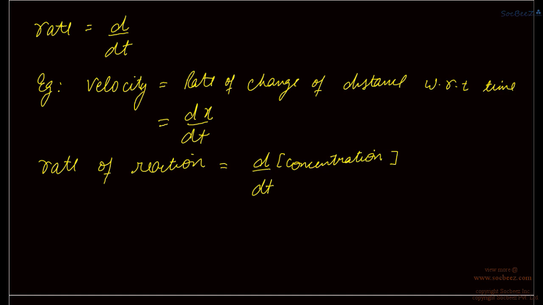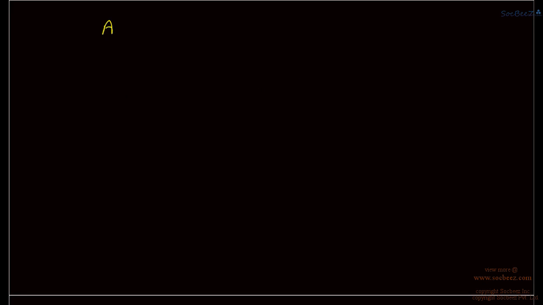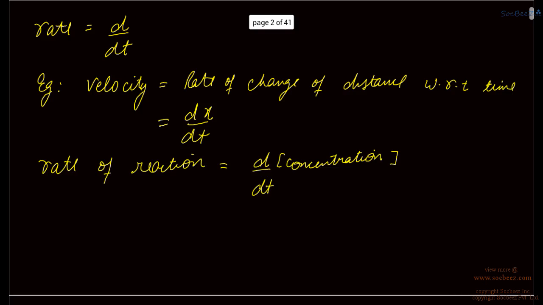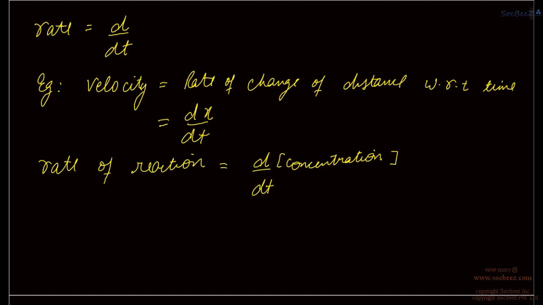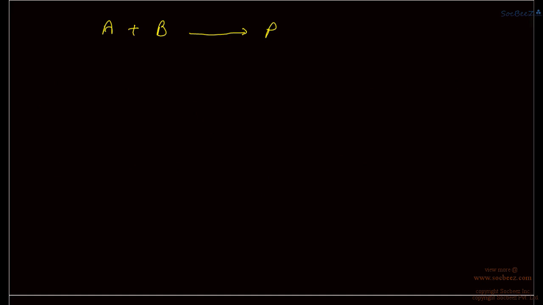Okay, so suppose any reaction is given to us. This is A plus B. Suppose there is another substance C. Currently just dealing with A plus B, it is giving us product P. So, since we have already discussed that the rate at which the appearance of product is taking place is the rate of reaction, and here the rate of reaction is defined as d by dt of concentration, therefore the rate at which the concentration of product is appearing is known as rate of reaction. Therefore, rate equals d by dt of concentration of products. So with respect to products, we have defined rate as d by dt of concentration of products.